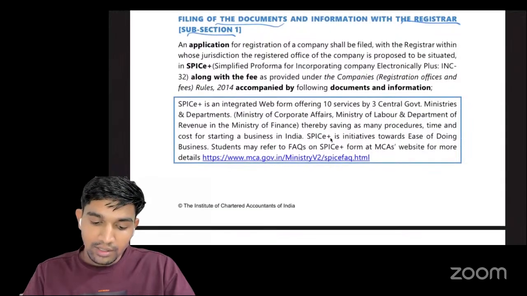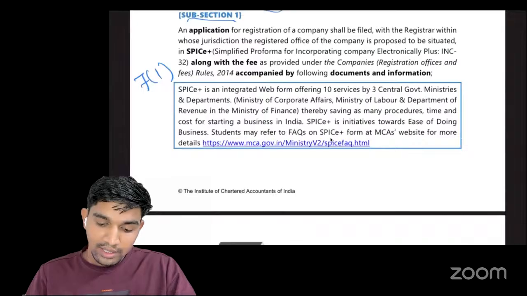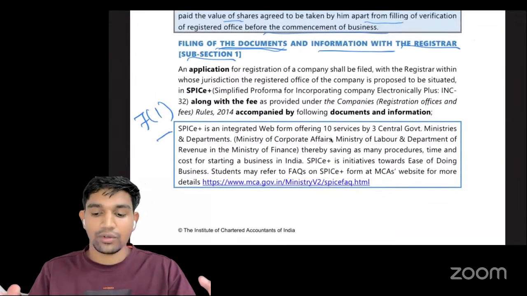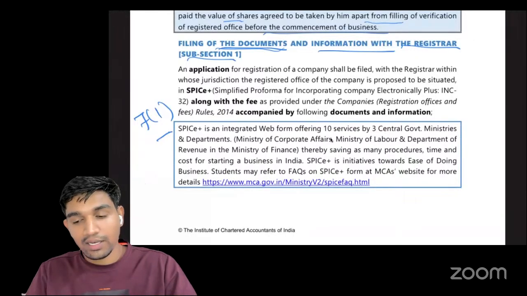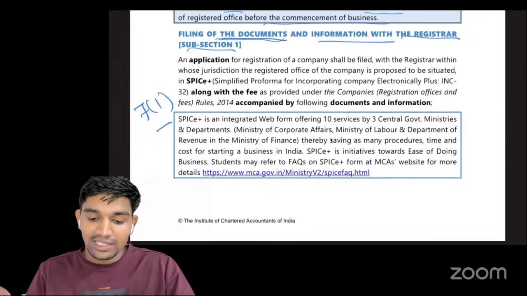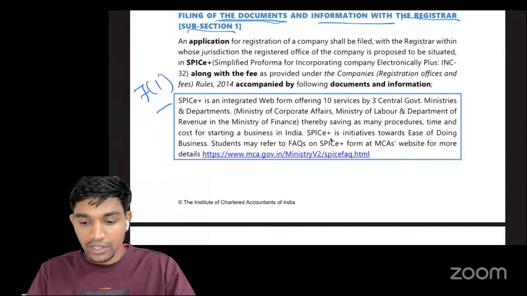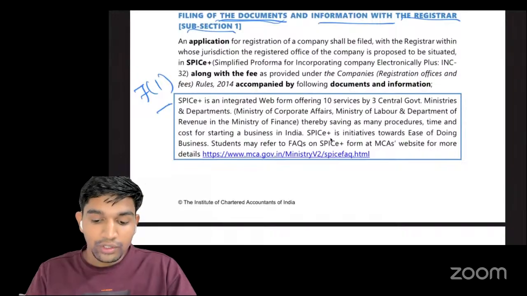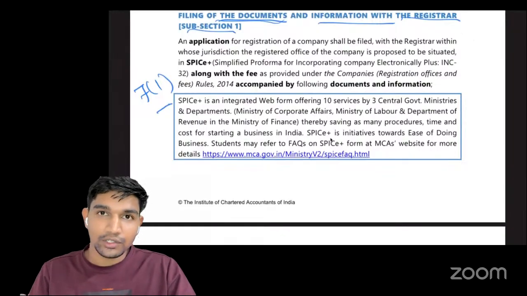Section 7, subsection 1: we are going to learn the filing of documents and information with the registrar, which documents and which information need to be filed with the registrar for incorporation of a company. So this subsection deals with an application for registration of a company, which shall be filed with the registrar within whose jurisdiction the registered office of the company is proposed to be situated.